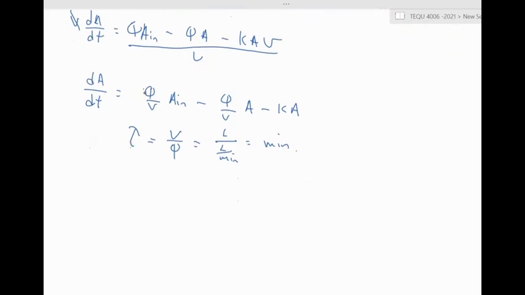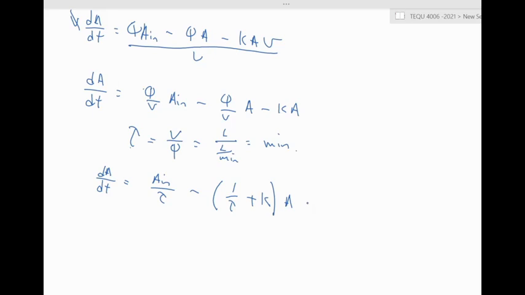How much time is required to change a volume of a reactor? If I apply this definition here, we have dA/dt equal to the concentration in over tau, minus, here I can associate these two, so I will have parentheses here, 1 over tau plus K, times the concentration of A. And that's it. That's basically the balance that we will have for component A.